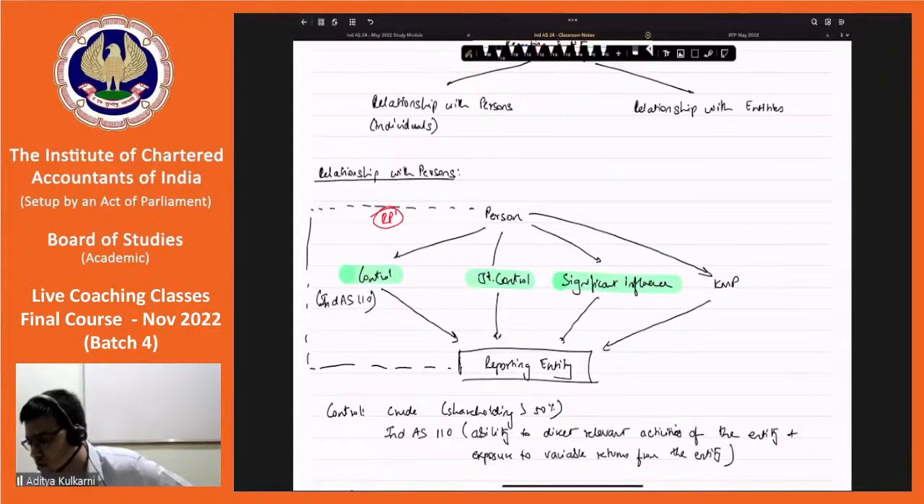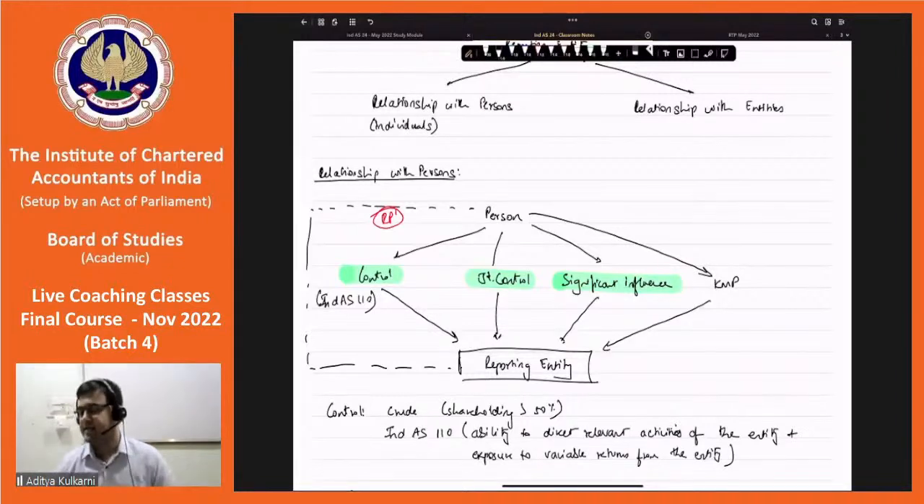Any doubts? Sheena Jain has asked a question. Does control also mean two shareholders jointly holding shares between 45 to 48%? It depends, Sheena. It depends on the nature. When you say jointly holding, do you mean each share is held jointly by both of them?